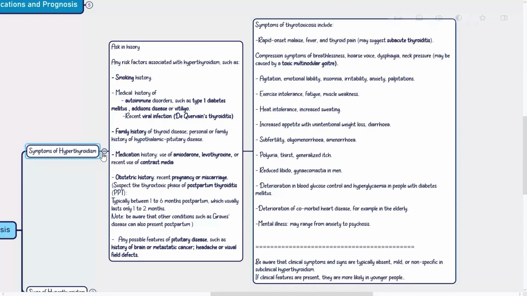Deterioration in blood glucose control and hyperglycemia in people with diabetes mellitus. Deterioration of comorbid heart disease, for example, in the elderly. Mental illness may range from anxiety to psychosis. Note that clinical symptoms and signs are typically absent, mild, or nonspecific in subclinical hyperthyroidism. If clinical features are present, they are more likely in younger people.